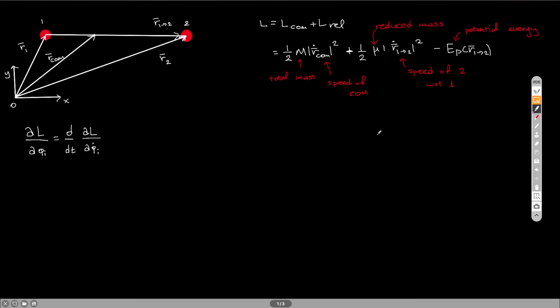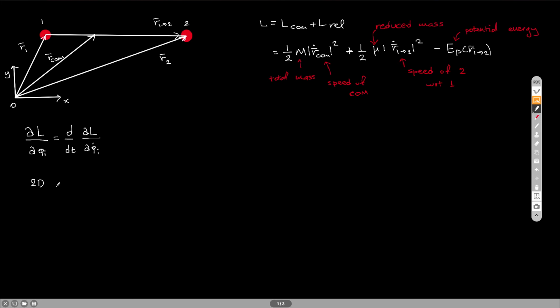In this video, I will talk about the relative part of the Lagrangian. Now, in this video, I will talk about essentially the motion of object 2 with respect to object 1. Anytime you have two objects moving under the influence of their internal forces, then the motion is two-dimensional. Those two objects will always move on the same plane.